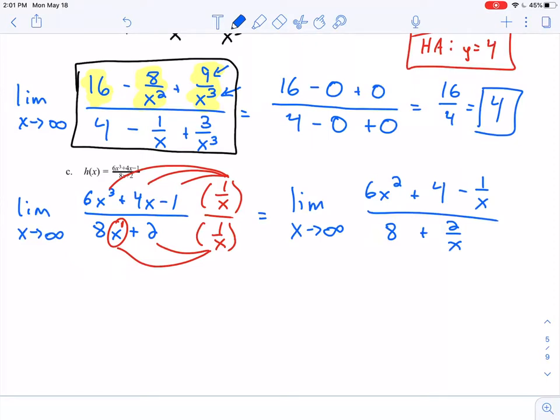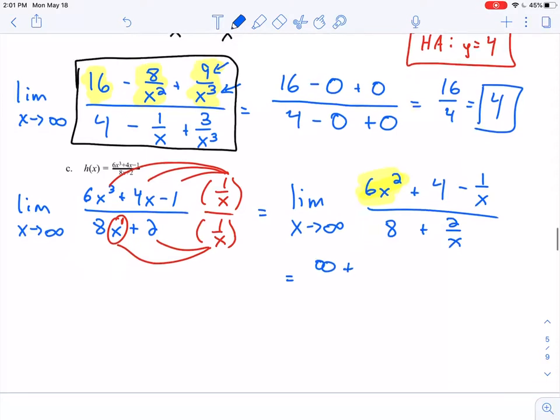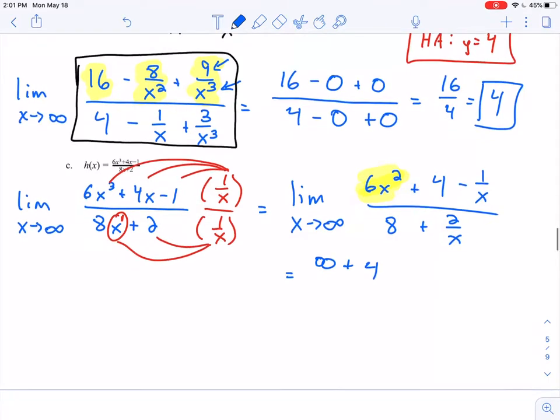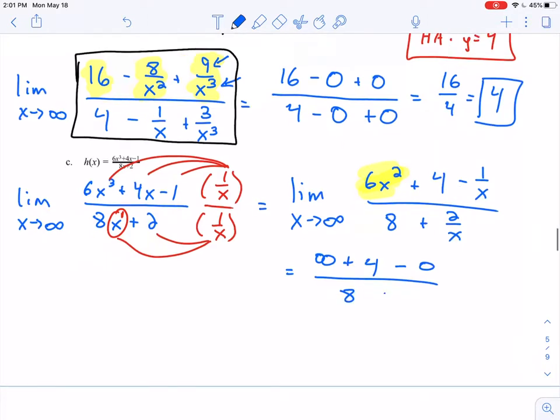So in my numerator here, let's see, 6x squared, this guy. So this is something a little bit different happening here. I have 6x squared here as x approaches infinity. That will approach a positive infinity. Plus 4 is a constant, that's going to go to just 4. Minus 1 over x, that should approach 0. In my denominator, 8 is a constant, so that approaches 8, plus 2 over x, that should approach 0.